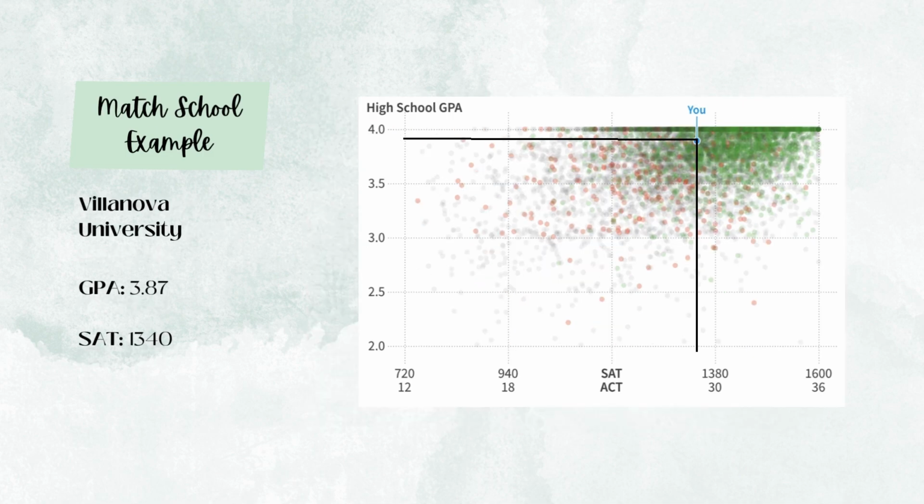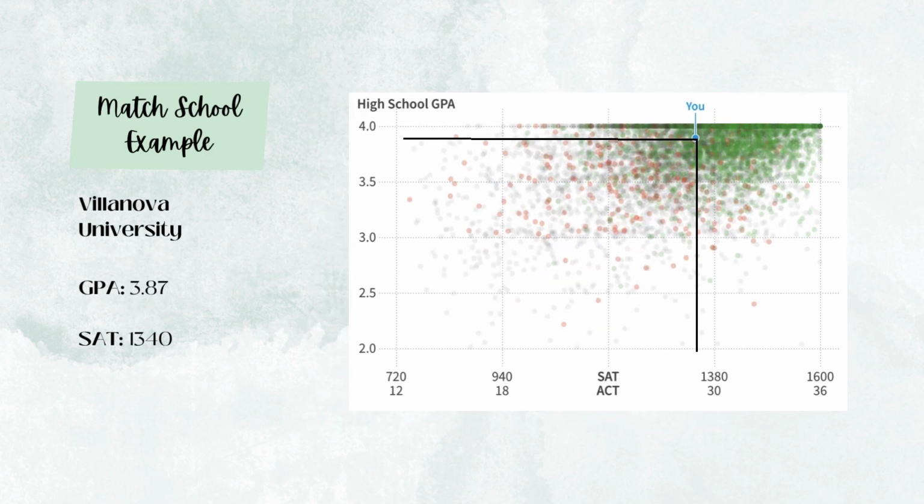Now let's move on to a match school. Sorry about the edit or the weird transition. There was an error with my slide, so I had to redo it. But in this scenario, same GPA, same SAT, but now we're at Villanova. In this specific case, these academic records will probably be around the average or a little bit below the average at Villanova. On the scattergram, there is a lot of green. However, if you look closely, there's a lot of red and gray too.